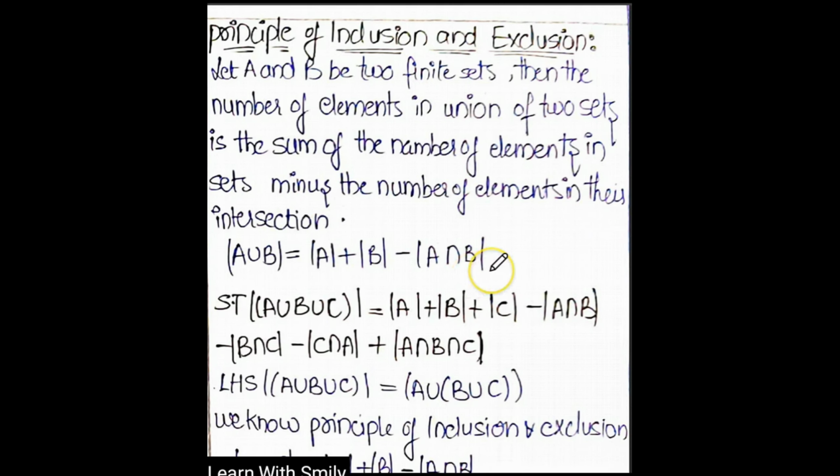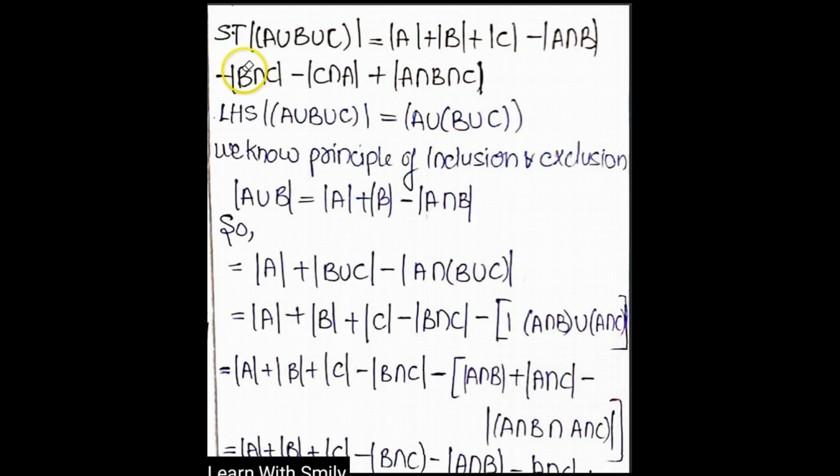So the union of both the sets will be the sum of elements in both the sets minus the intersection of both the sets. Coming to this problem, we can see they have given A union B union C and are asking us to show that this equals this. So first we will start with the LHS, and at every step remember this principle of inclusion and exclusion formula and implement it at each and every step.